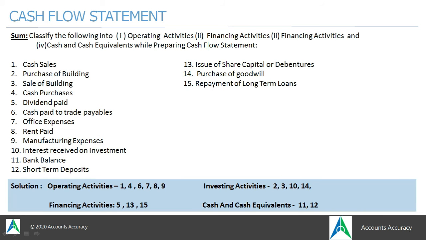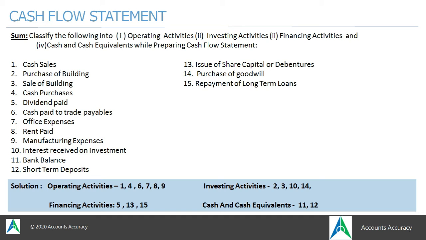Now come to next, cash flow statement sum. Here you have to identify what are inflows and outflows of cash in case of operating, financing and investing activities. Here the first one is cash sales. That means it's goods, and when the goods are sold or purchased, that will come under operating activity because that is related to the production process. Production is done just for sale of goods and purchase of raw material.